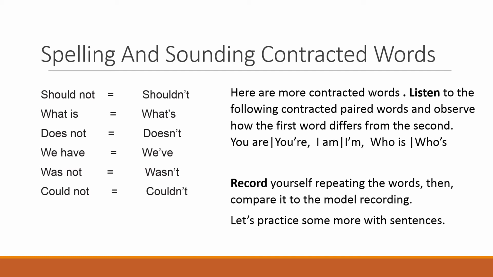Okay, now here are more contracted words. Listen to the following contracted paired words and observe how the first word differs from the second. You are, your. I am. Who is, whose. Now record yourself repeating the words, then compare it to the model recording, right? Okay, so we're going to practice some more with sentences.